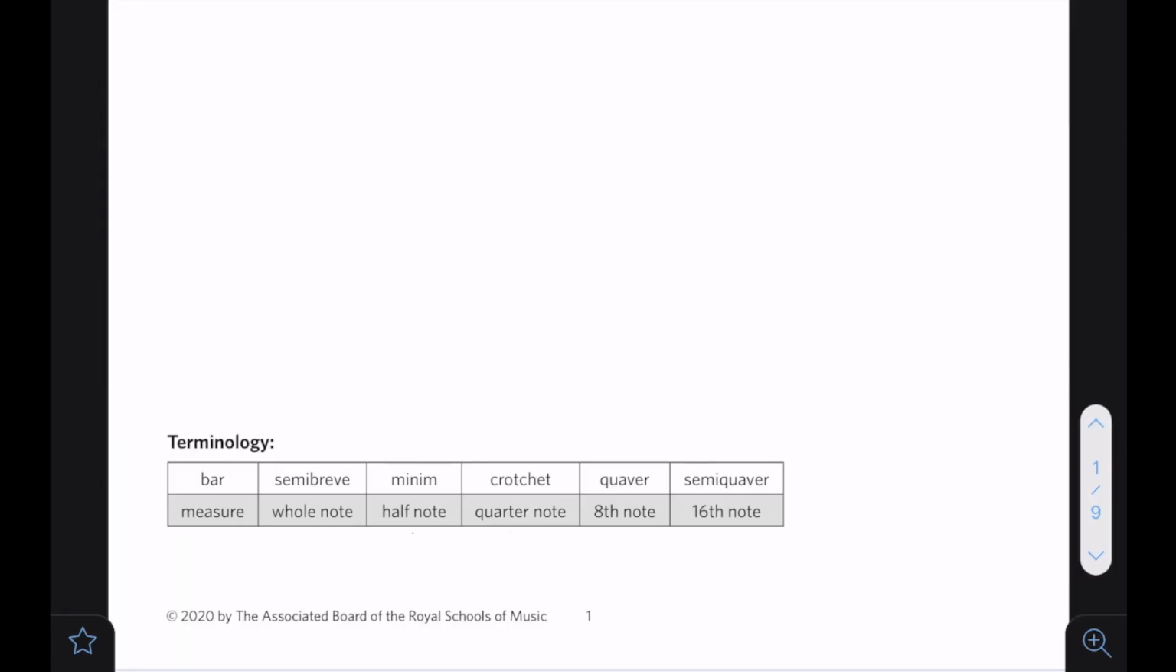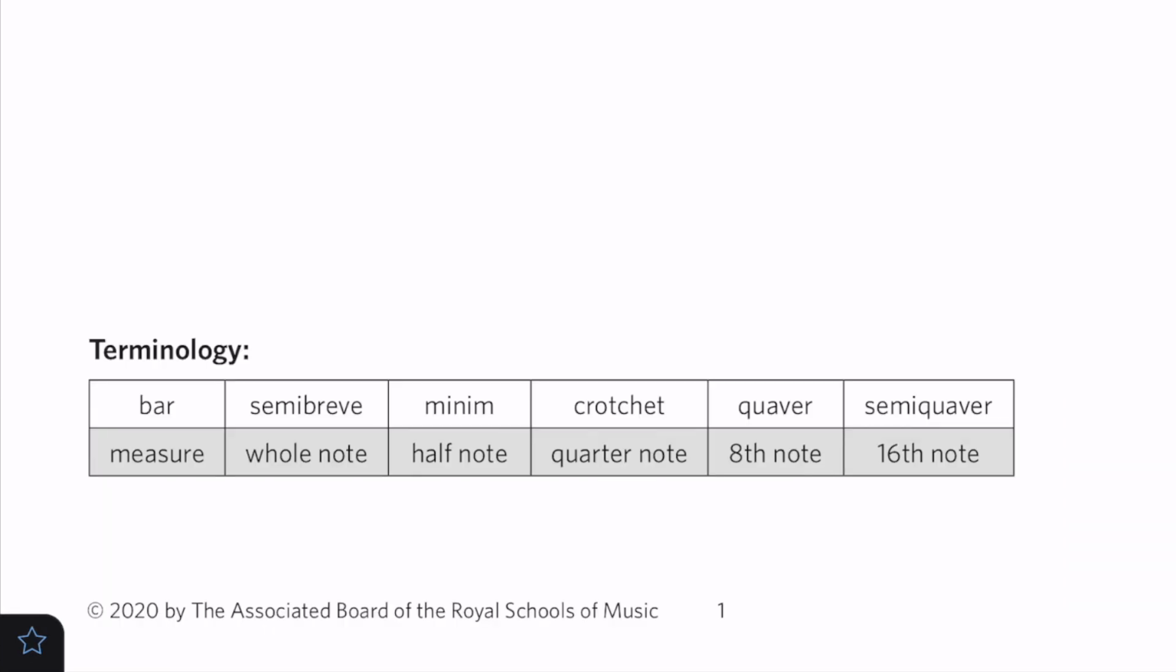At the bottom of the page, there is a terminology chart that shows you how notes are named differently in UK and in USA. On top, we have bar, semibreve, minim, crotchet, quaver, and semiquaver. So this is how people in UK name the notes. At the bottom, we have measure, whole note, half note, quarter note, eighth note, and 16th note. And these are how people in the USA name their notes.